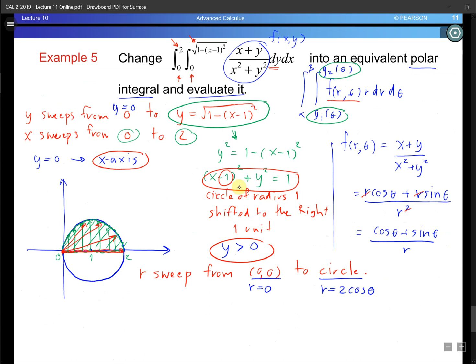Alright, same as last example. So this circle right here is r equal to 2 cosine theta. Which means that g1 of theta, the start of the radius sweeping, is equal to 0. And g2 of theta, the end of the sweeping on the circle, is r equal to 2 cosine theta.